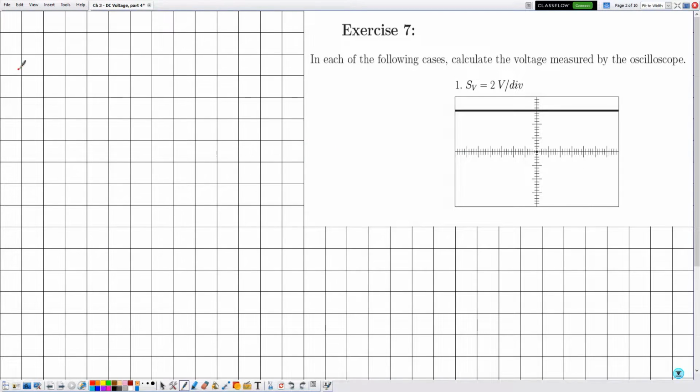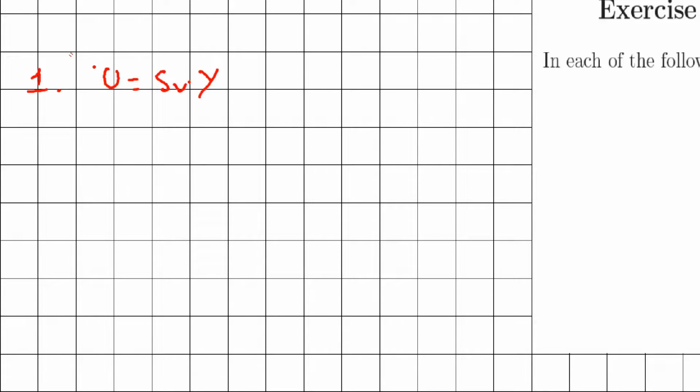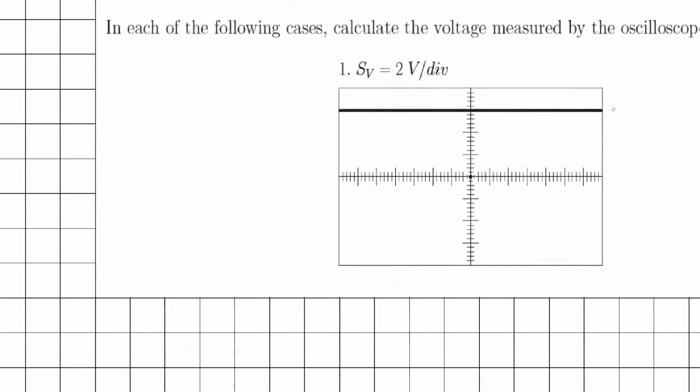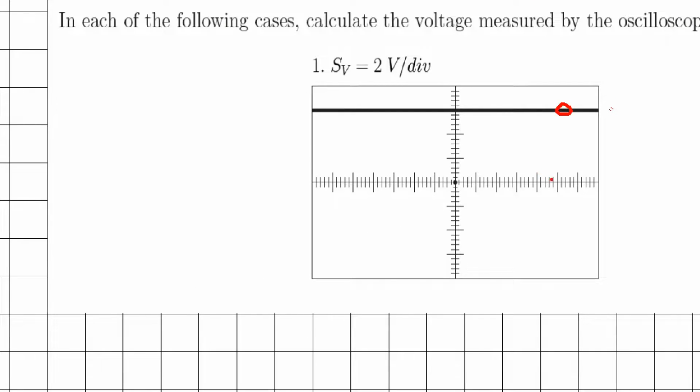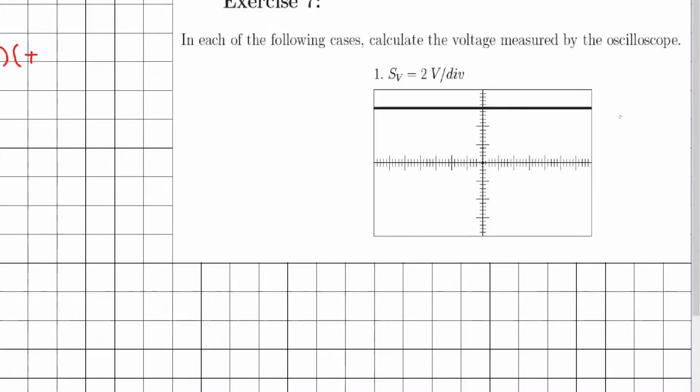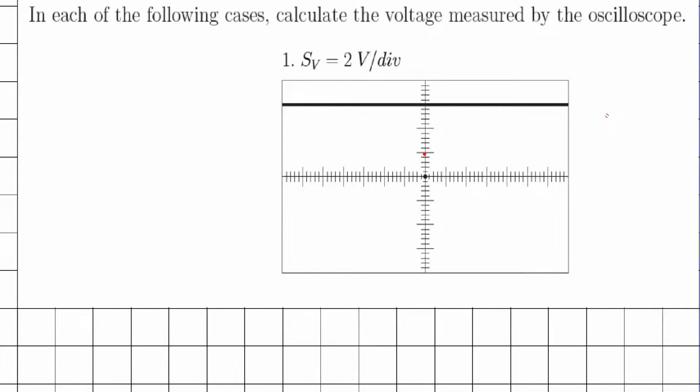So let's start with number 1. Always in physics, whenever we need to calculate a quantity, we start by writing the formula, which is U = SV × Y. In this case, no need to construct a triangle because this is the quantity we are interested in calculating. Now the value of SV is indicated here in the SI. As for the luminous line, notice that it is displaced upward, so first of all, it's positive. Now we need to indicate the number of divisions. Notice that each division represents 1.